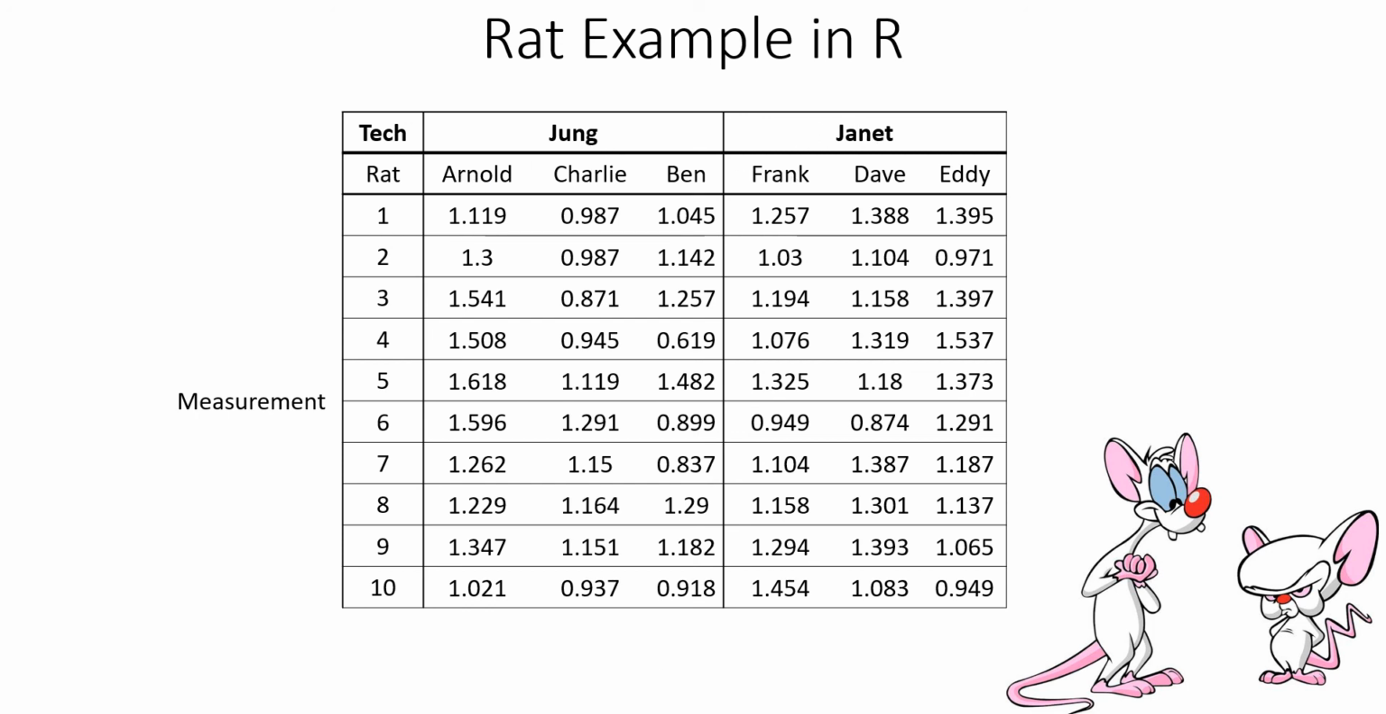So even though these are the first rats for both Jung and Janet, they're different rats, so that's going to make them nested. These levels of the rat factor only occur with Jung, and these levels of the rat factor only occur with Janet. So that's going to make things a little more complicated to analyze than if we were working with a crossed model instead.